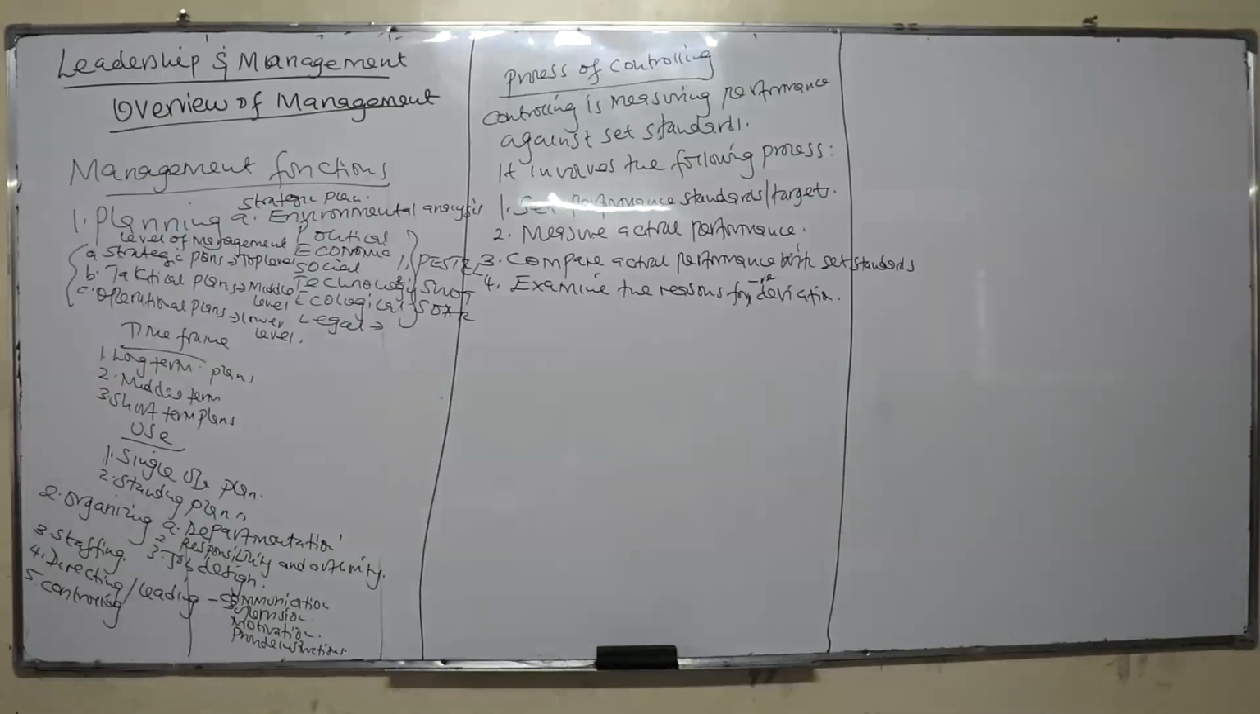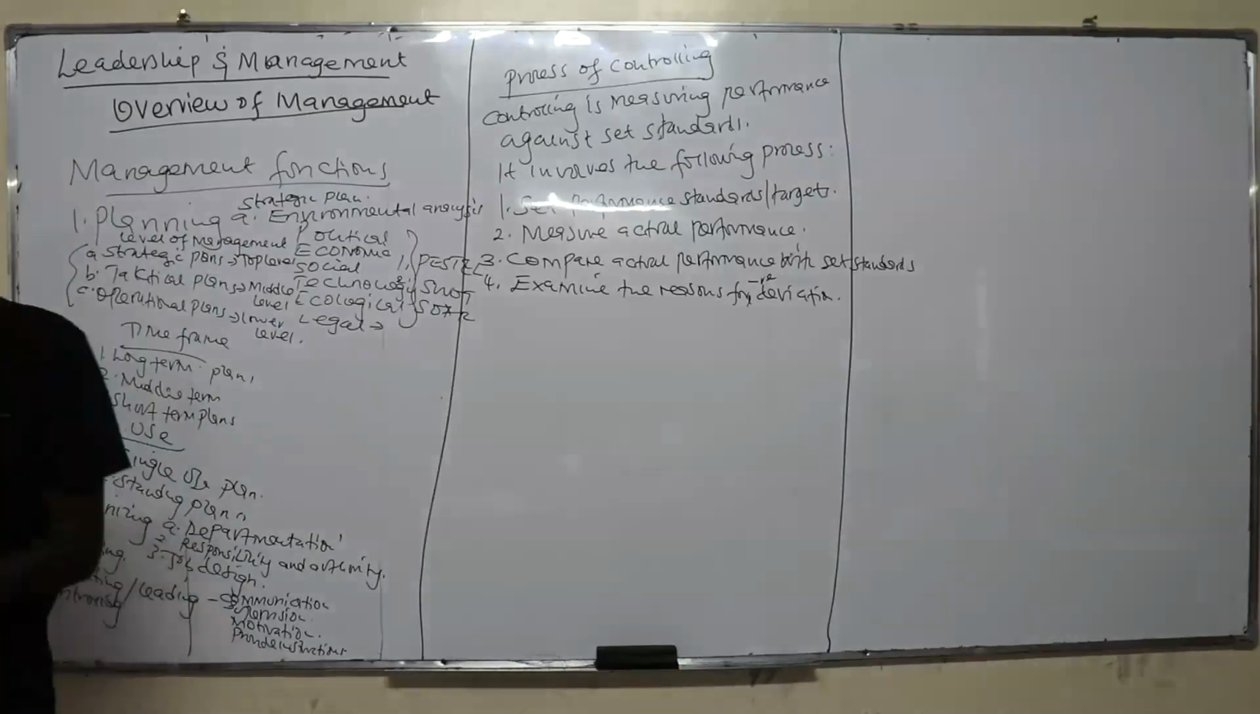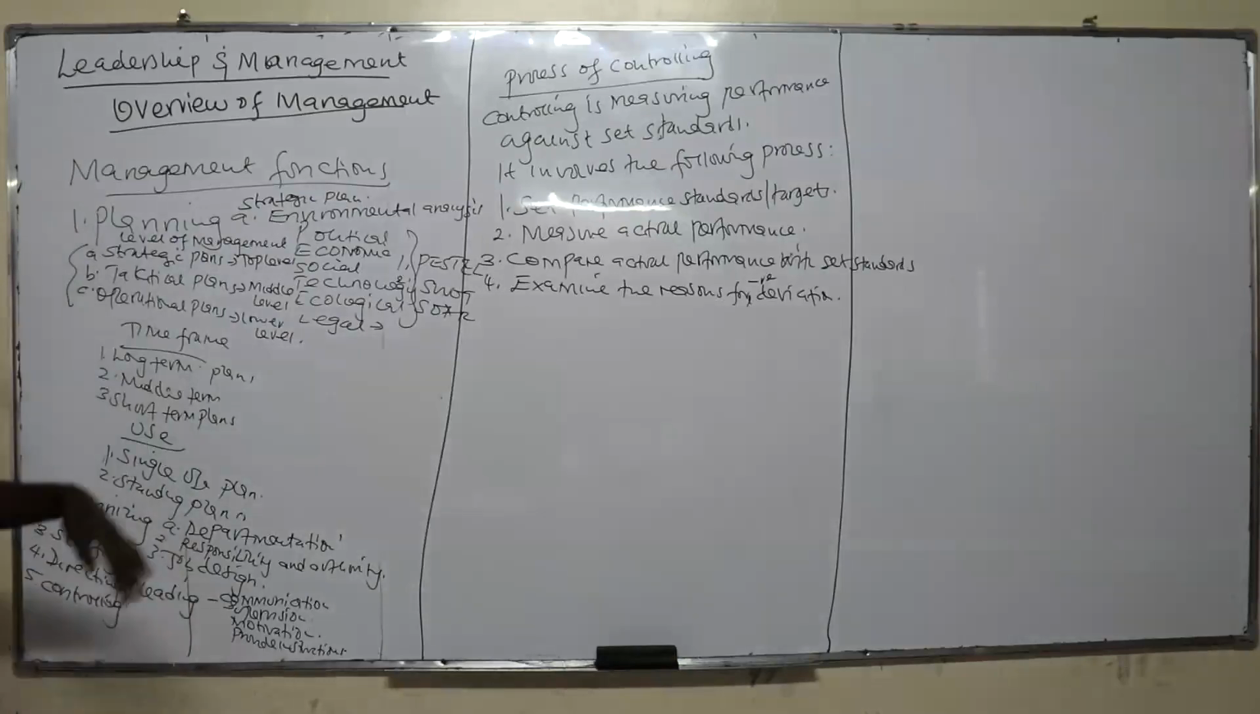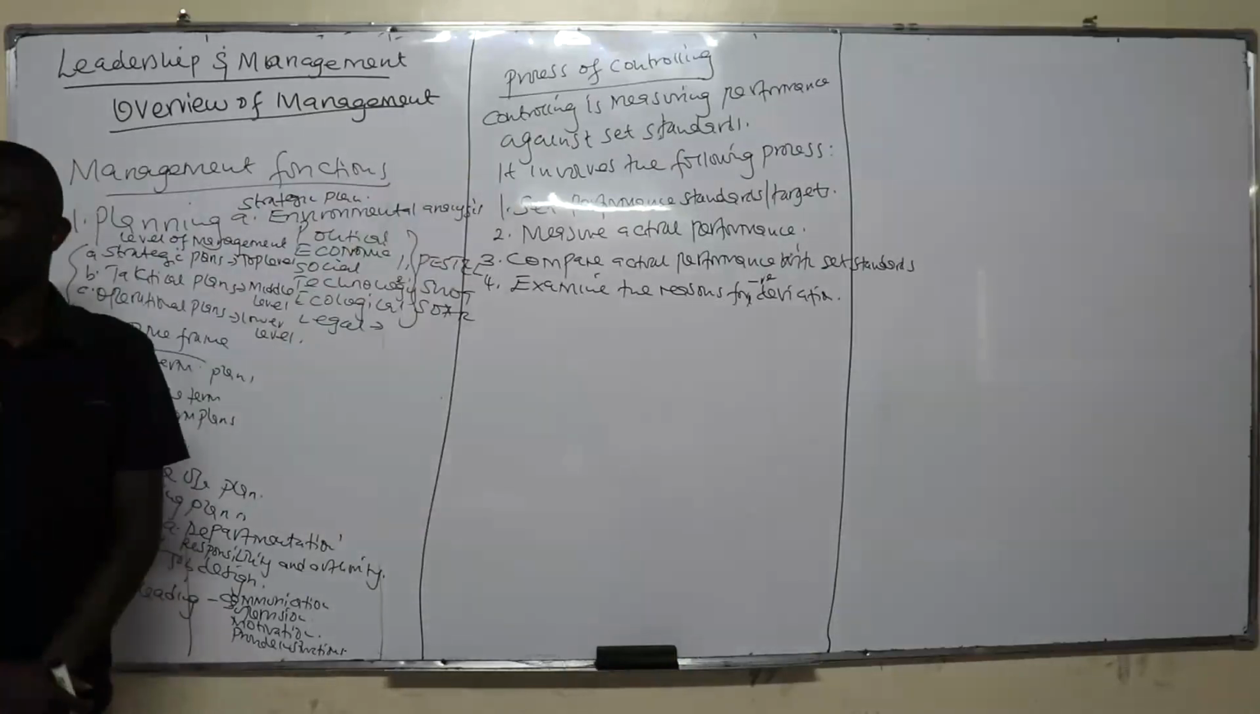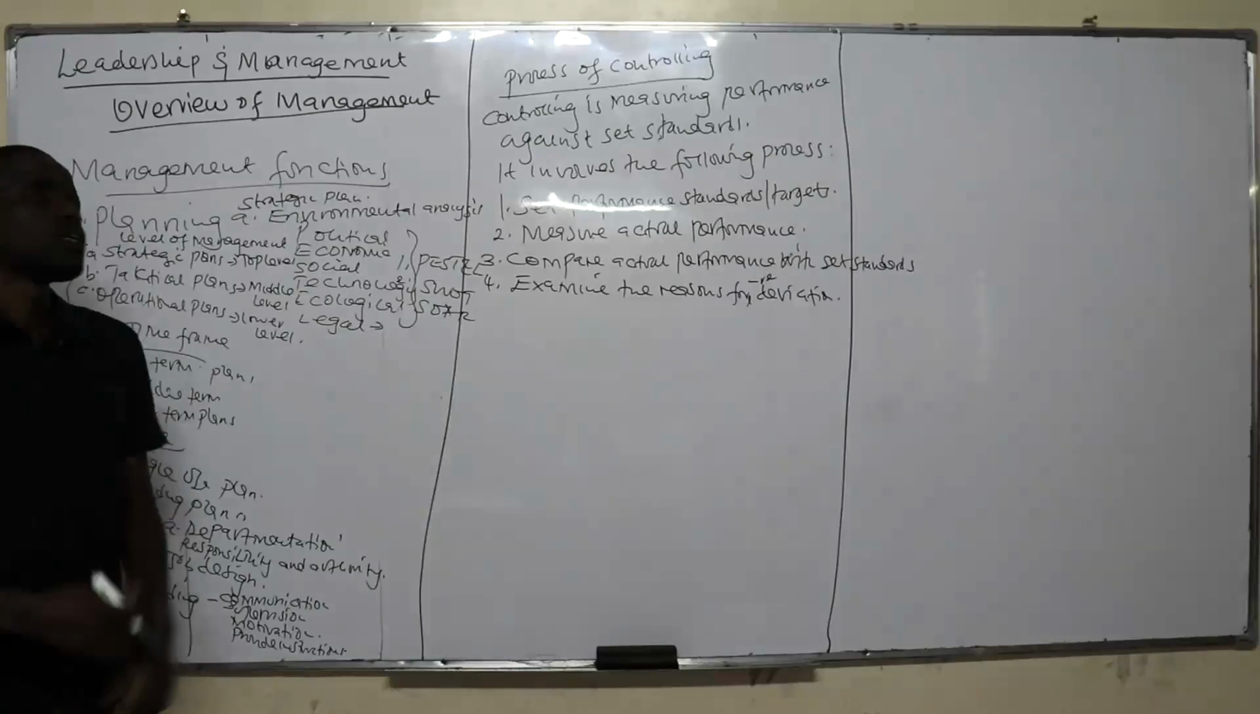Unrealistic targets, very true. Low motivation. Poor training or lack of skills. People do not have the skills, or there is lack of manpower. So why is it that people do not achieve the targets given to them in organizations? Those are some of the reasons.